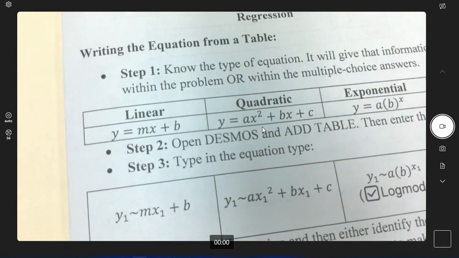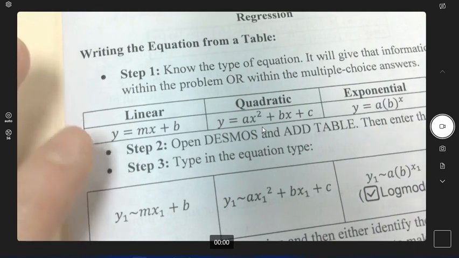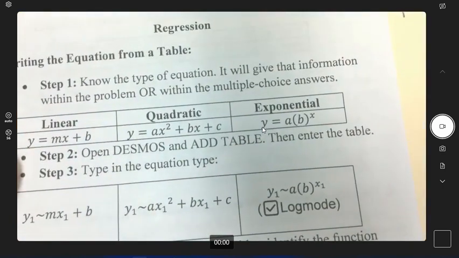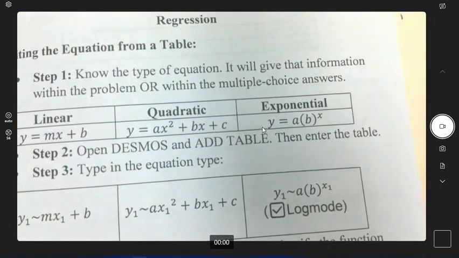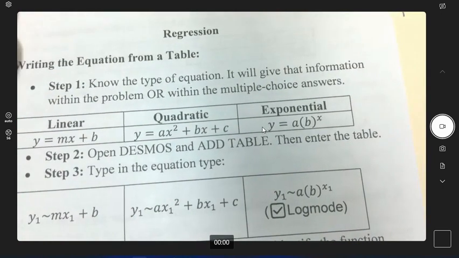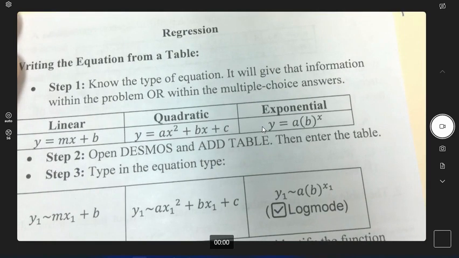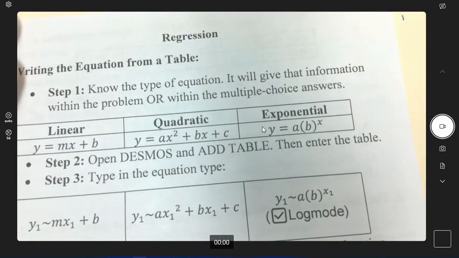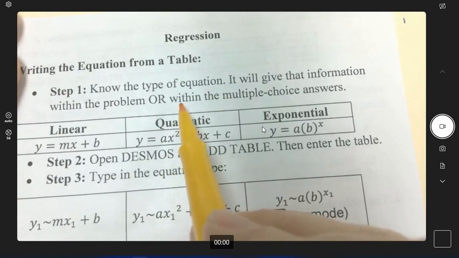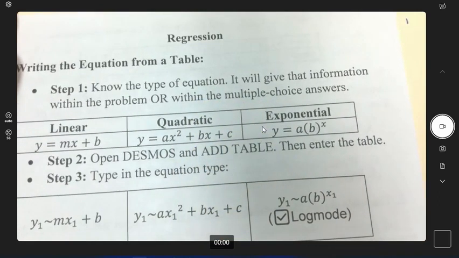So this is about all the equations that we've done so far, linear, exponential, and quadratic. So you may be given a table and asked for the function that goes with it. So step 1, know the type of equation. It will give that information within the problem. So you definitely want to read each problem carefully and underline either exponential, quadratic, or linear. Or it could just be given within your multiple choice answers.